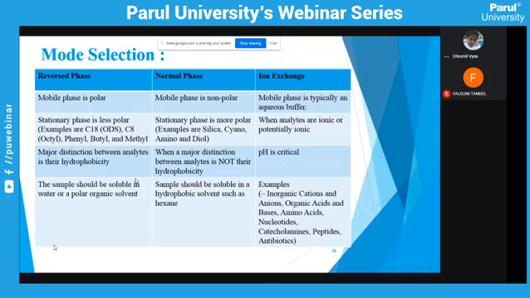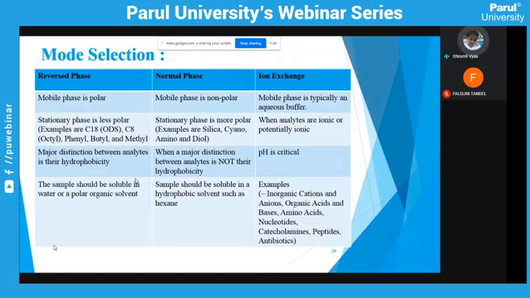In reverse phase chromatography, the mobile phase you are using is polar, while in normal phase it is non-polar. For ion exchange chromatography, you have to use only aqueous buffer, no solvents required. The stationary phase is less polar for reverse phase chromatography, like C18, C8, phenyl, butyl, and methyl. While for normal phase, it is a highly polar stationary phase, like silica, cyano, amino, and diol columns.